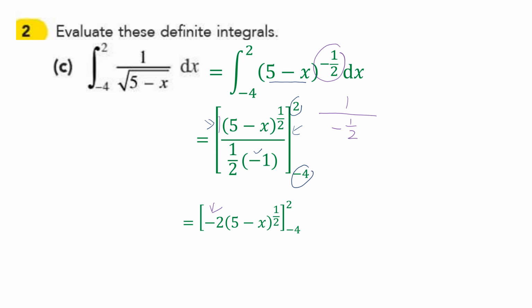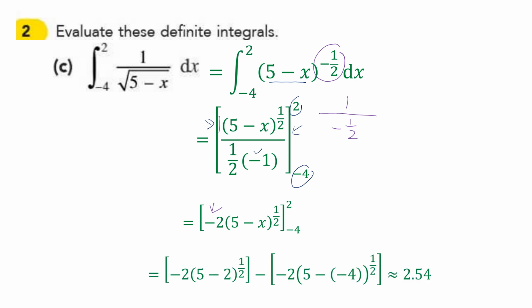Alright, so the next step is just to substitute your x to be 2 and x to be negative 4, and use your calculator correctly. Okay, make sure you have all the brackets, square brackets, and all the curly brackets, and you end up getting 2.54.